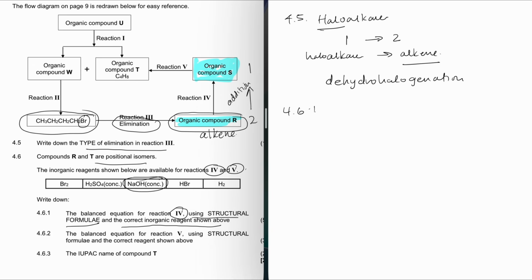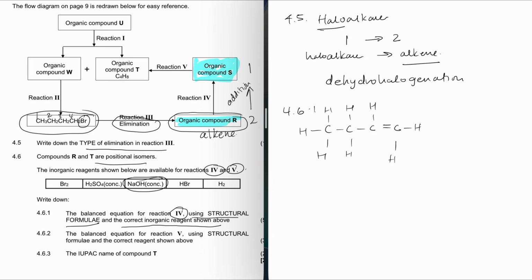So for 4.6.1, we know certainly that compound R is going to be an alkene. So let's draw that in. It's going to have 4 carbons, 1, 2, 3, and 4. Remember, compound R was the product of a dehydrohalogenation reaction. So in other words, the halogen, the Br, and a hydrogen would have been removed. So the double bond would have formed here. Now let's fill in our hydrogens. So hydrogens will go everywhere else like this.